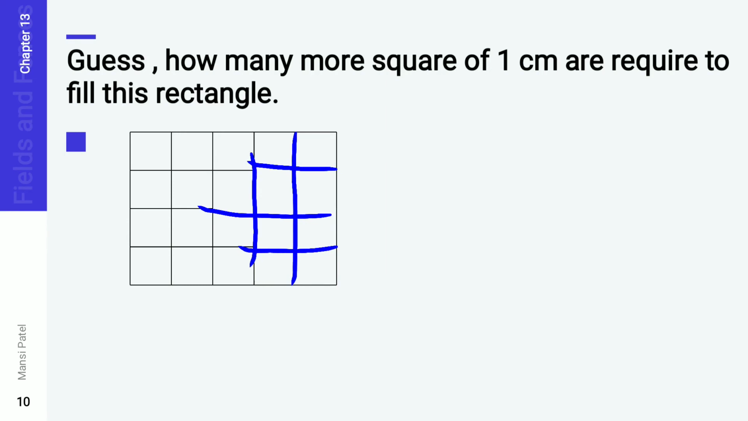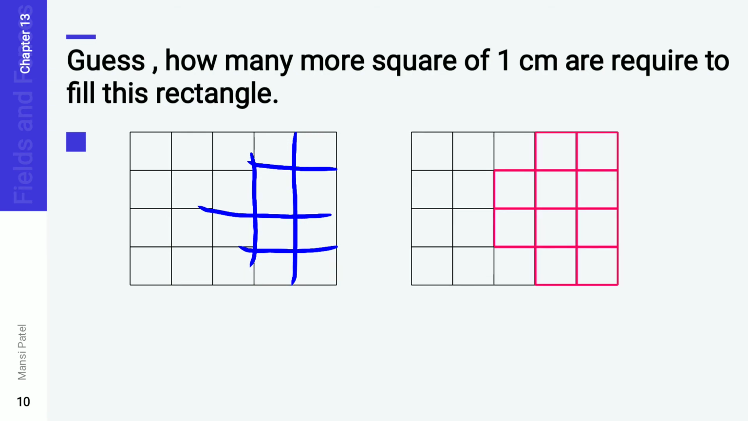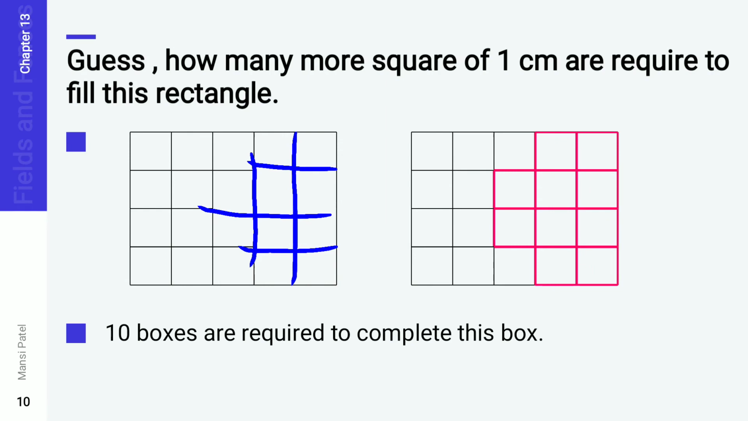So in this way you just complete this rectangle. How many parts are needed? Count it. 1, 2, 3, 4, 5, 6, 7, 8, 9 and 10. So see here how many parts of this square are in color? There are a total of 10 squares. So we can say that 10 boxes are required to complete this box.